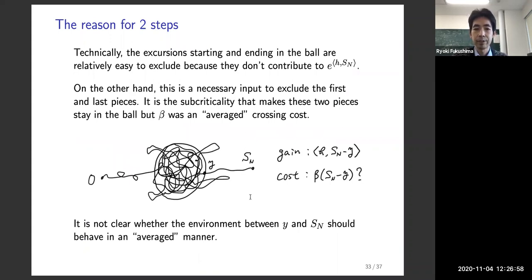So after making this first step, we can treat these three pieces as depending on independent environments. So we can apply annealed Lyapunov exponent results for the first piece and the last piece. And by using subcriticality, we can prove that it's better not to have pieces going outside. So here we don't use any folding argument. It's not folding, but just subcriticality, which excludes these two pieces.